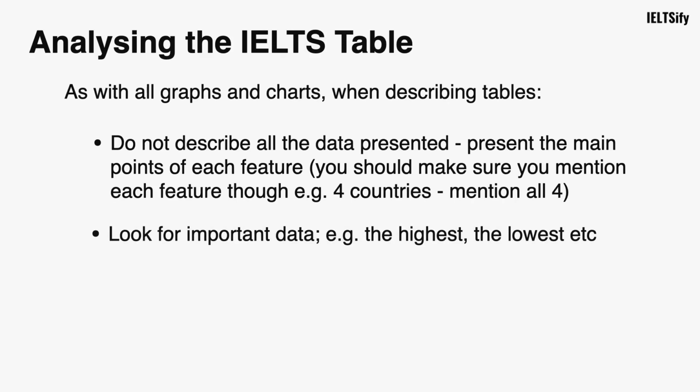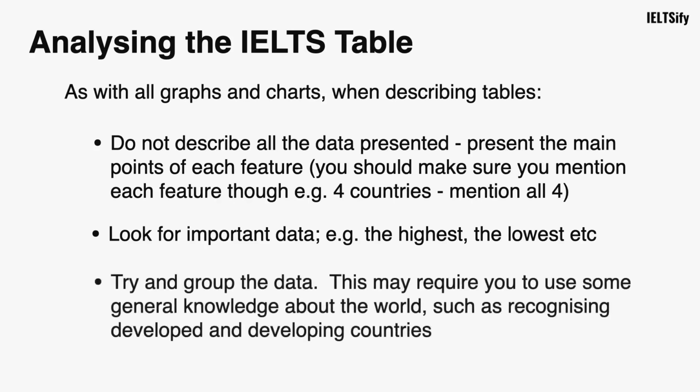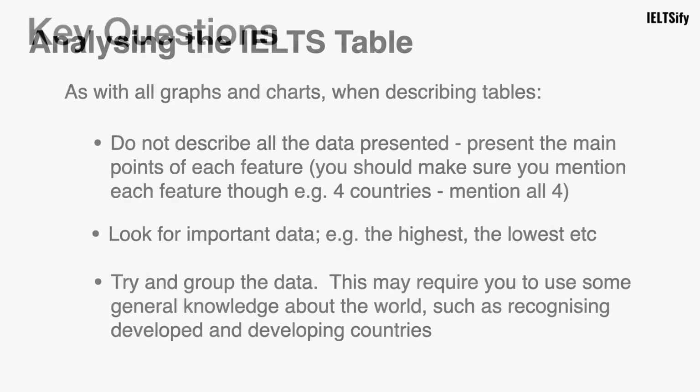Look for important data. So for example, look for things like the highest and the lowest, particularly the highest, because these might be important things to describe. Also, you must try and group the data. This might require you to use some general knowledge about the world, such as recognizing developed and developing countries, because you might want to group the data according to some of the features that are there on the table.